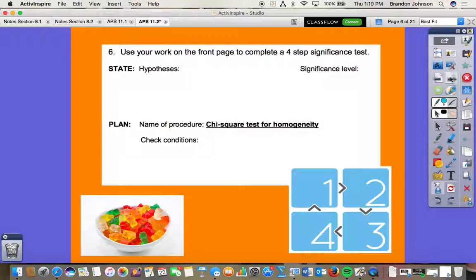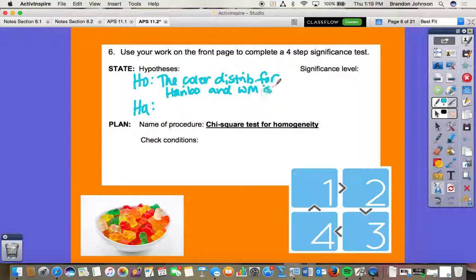So let's talk about what we would do in our state problem. We have our null, we have our alternative, right? We already stated the null is the color distribution, and you already put this on the previous page, but just in case, the color distribution for Haribo and Walmart is the same. Remember our significance level? It's 0.05, so just a heads up on that, okay? And over here we would say the color distribution for Haribo and Walmart is different, okay? Boom. We got our hypotheses, all right?